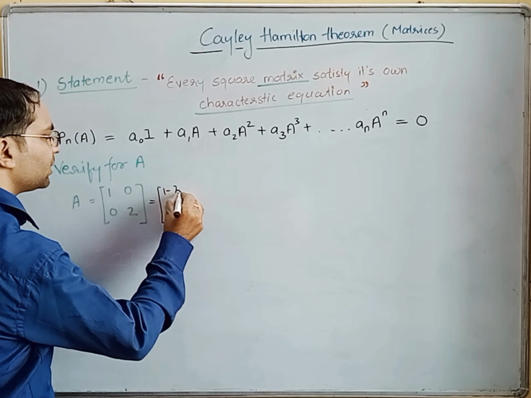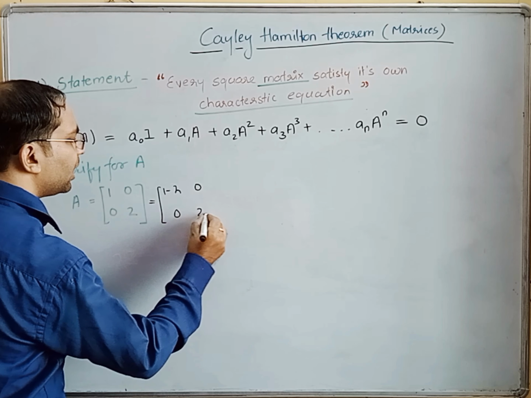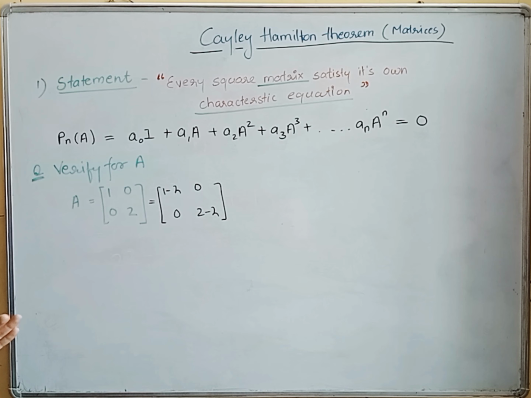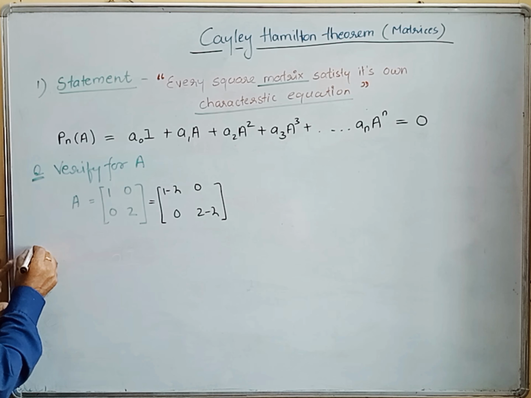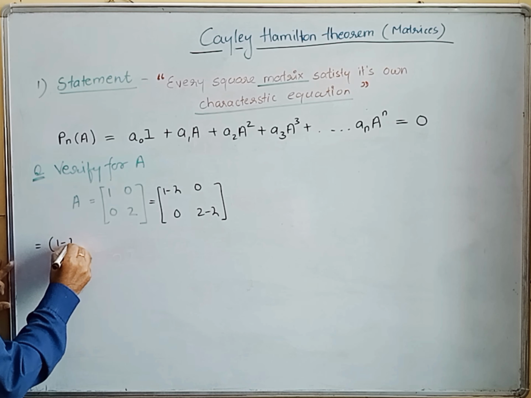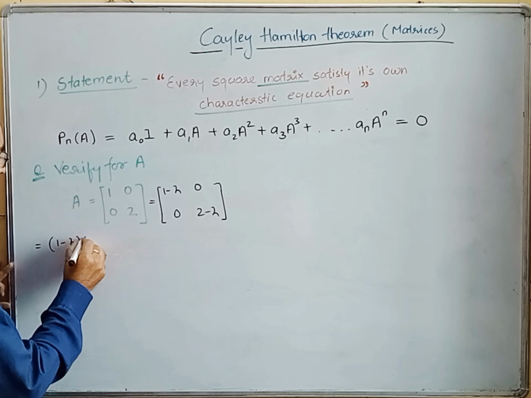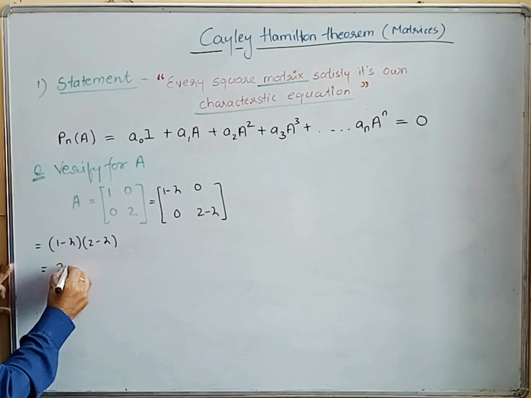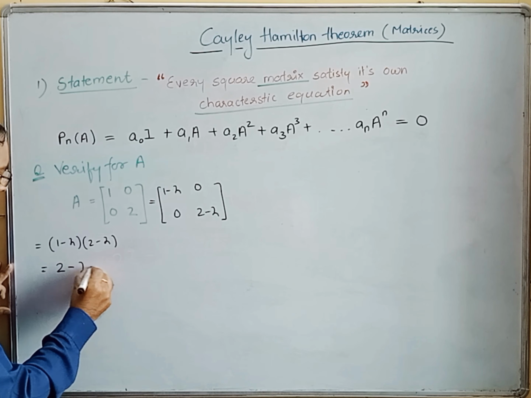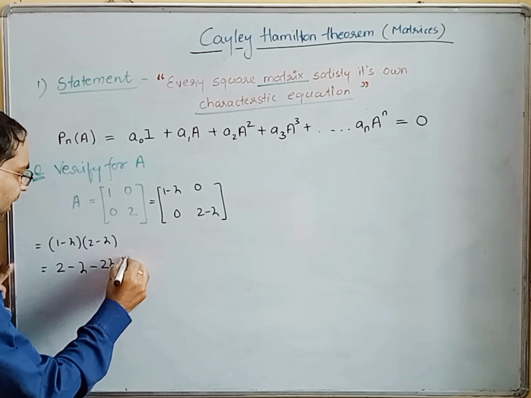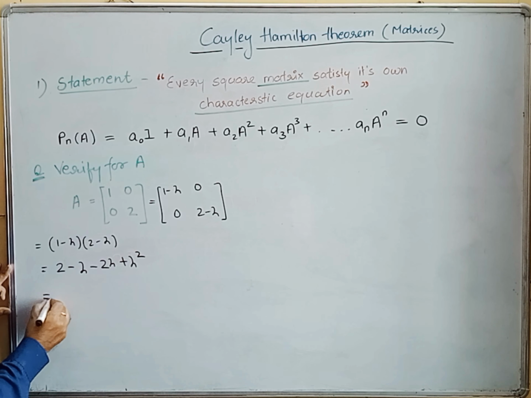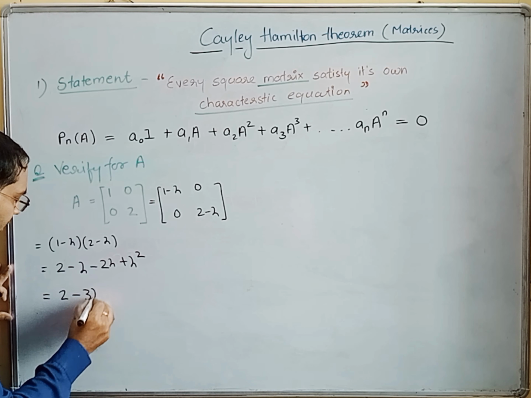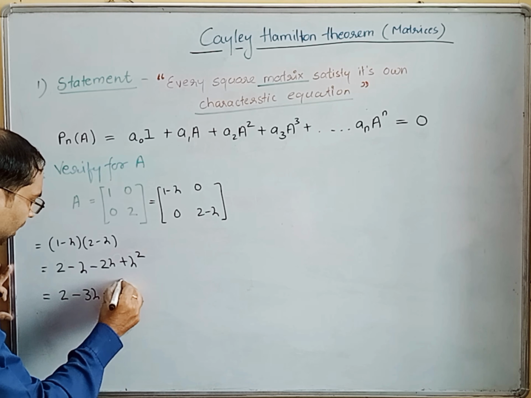This is 1 minus lambda, 0, 0 and 2 minus lambda. And now we'll expand this characteristic matrix to get the characteristic equation. So this would be 1 minus lambda multiplied by 2 minus lambda. We'll open it. So this would be 2 minus lambda minus 2 lambda plus lambda square. So the characteristic equation comes to be 2 minus 3 lambda plus lambda square.